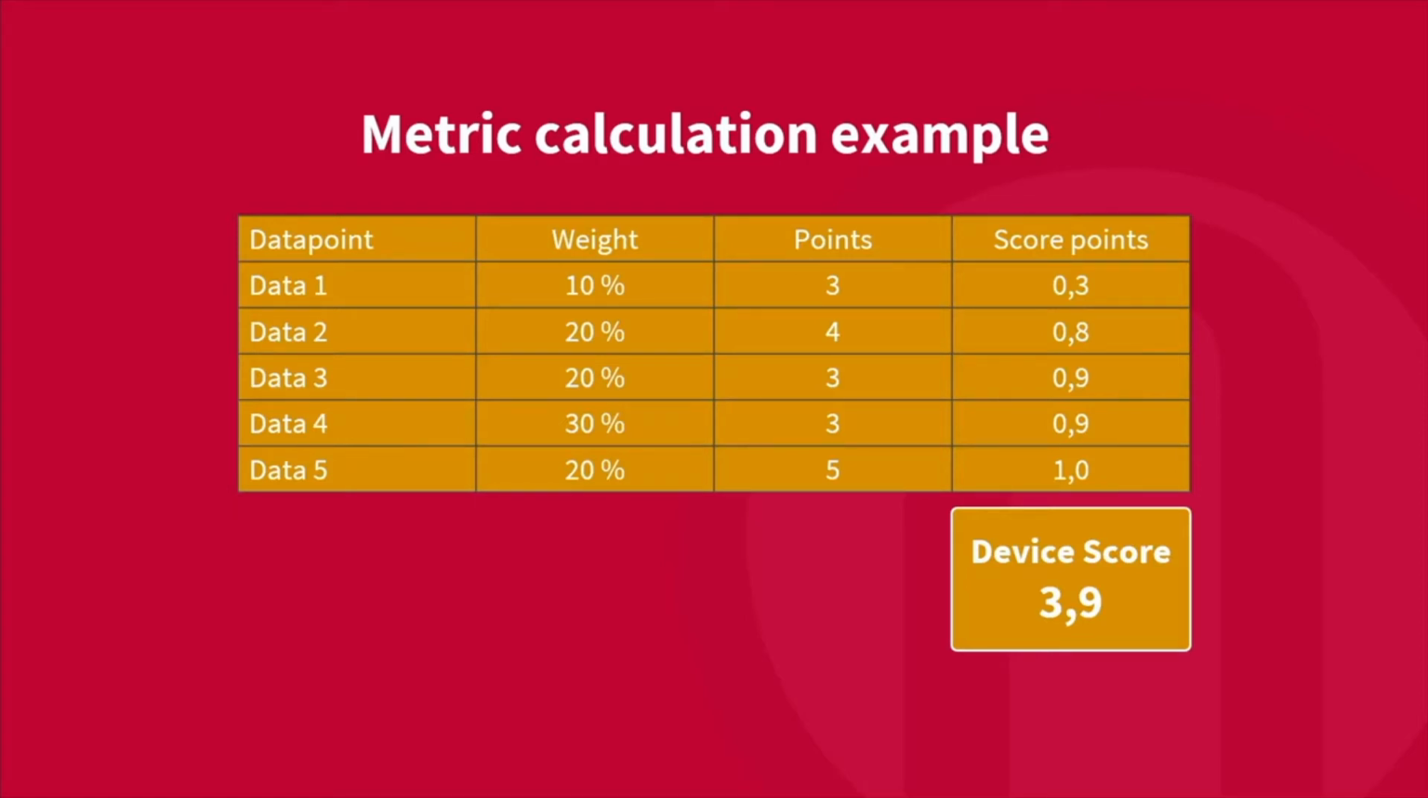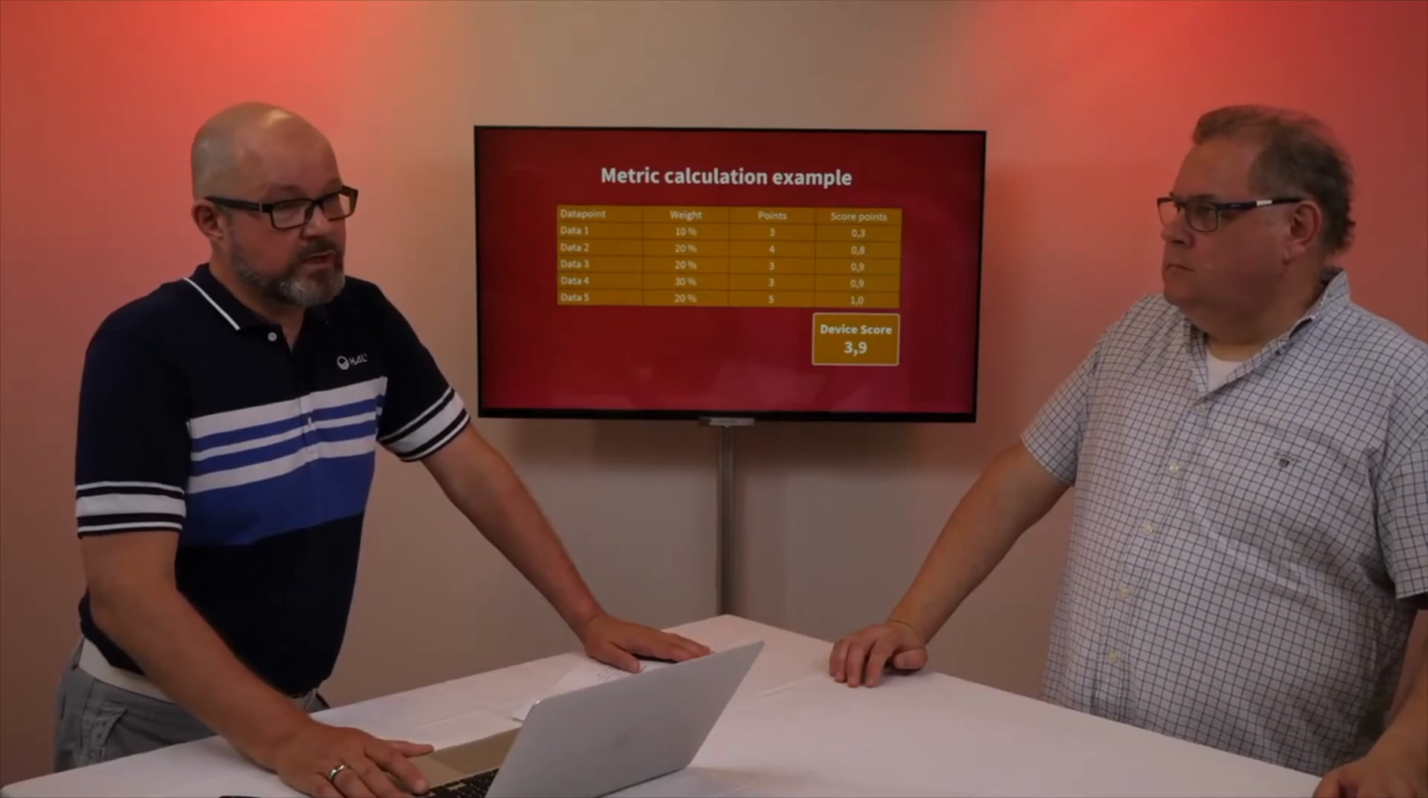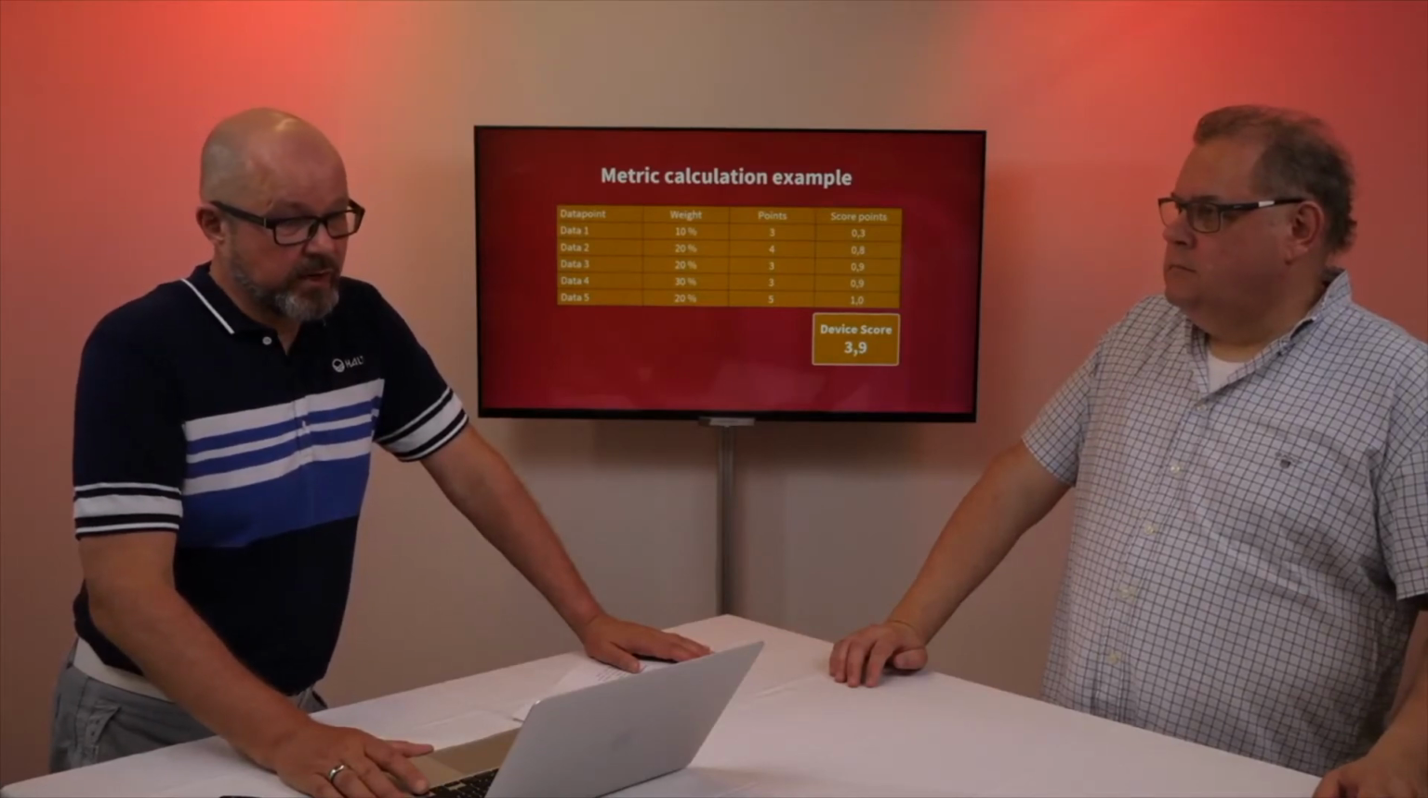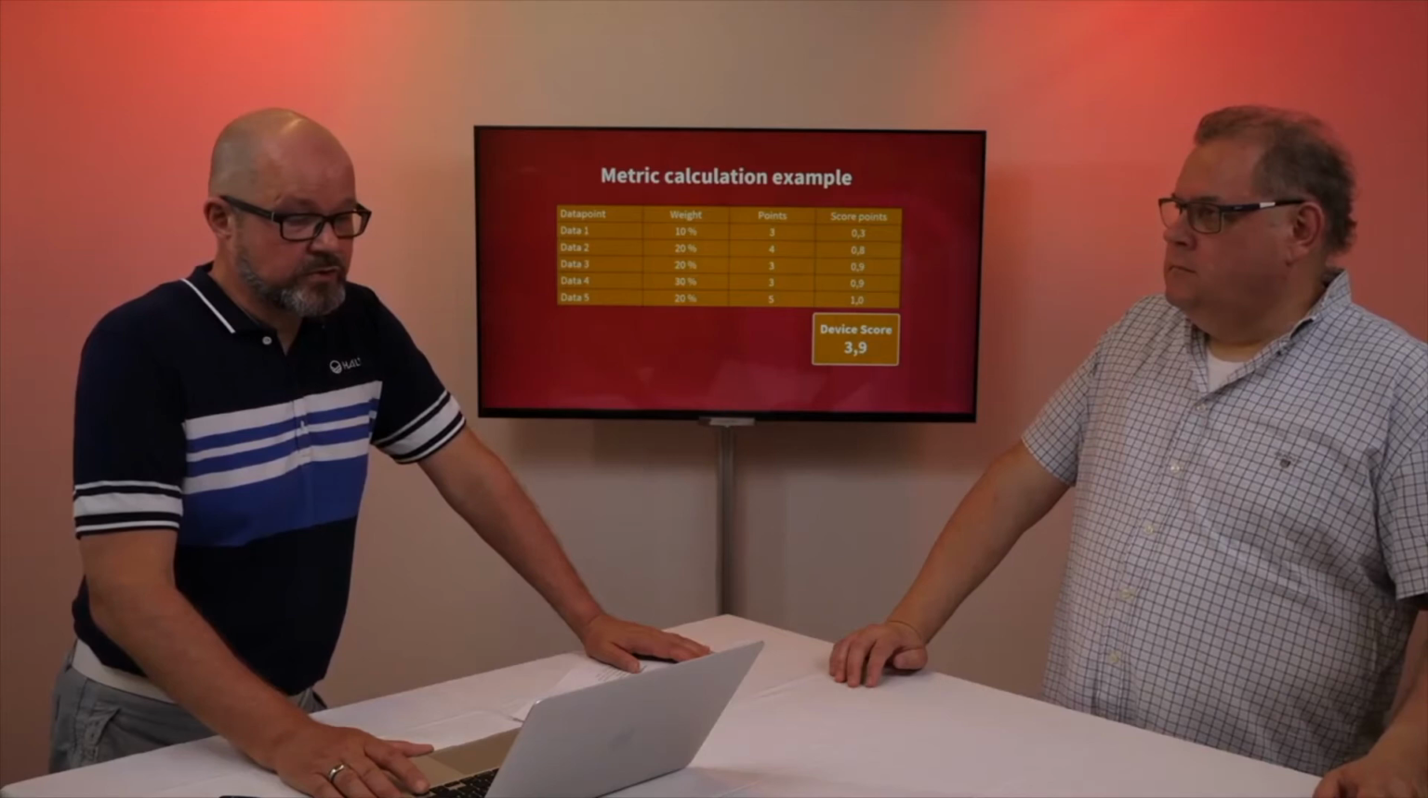And then for each data point, define how it gets points from 1 to 5 when measuring. And I think here you have a device score. Then just start measuring, give points to each data point's measurement results and calculate your scores. And you get the total environment score by, as an example, calculating the average of those device scores.